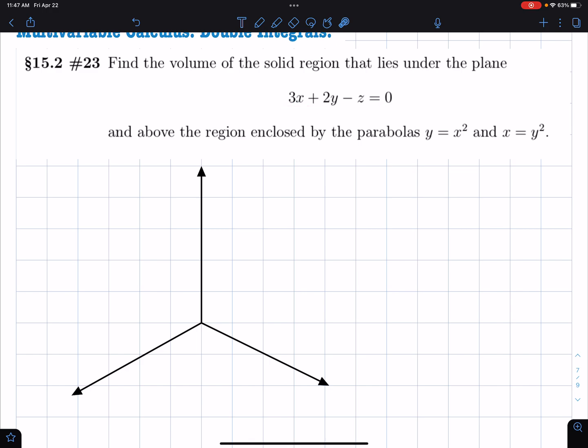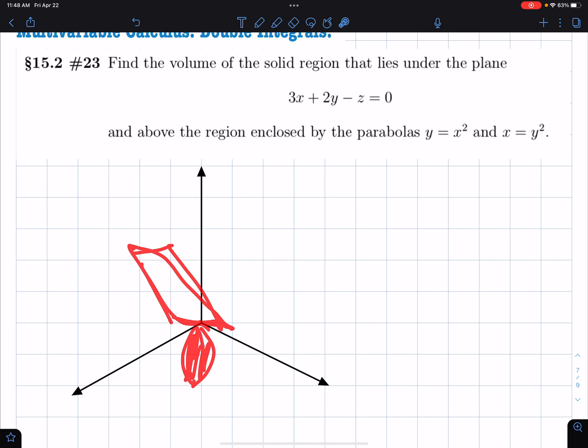As you can see, when x is 0 and y is 0, I get z is 0. So this passes through the origin. So x 0, y 0 gives z equals 0, so it passes through the origin. So you have some plane that goes through the origin. Already that's a tricky business sketching that. But anyway, you have a plane that passes through the origin, and it lies above a region D.